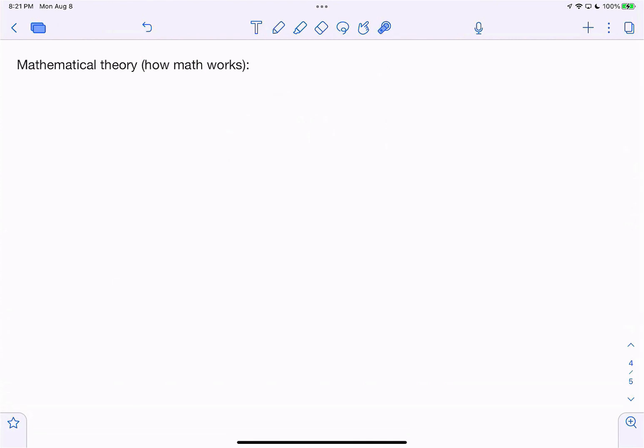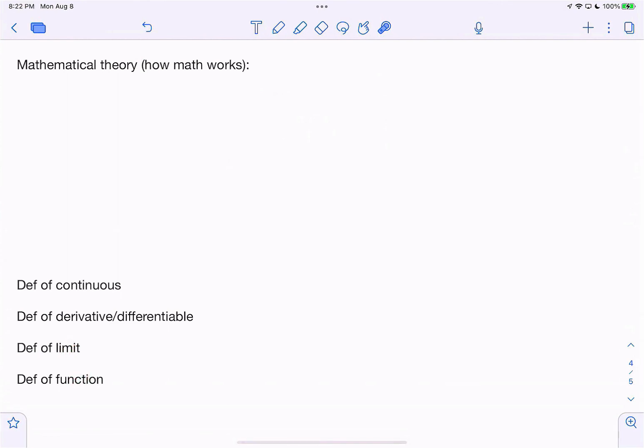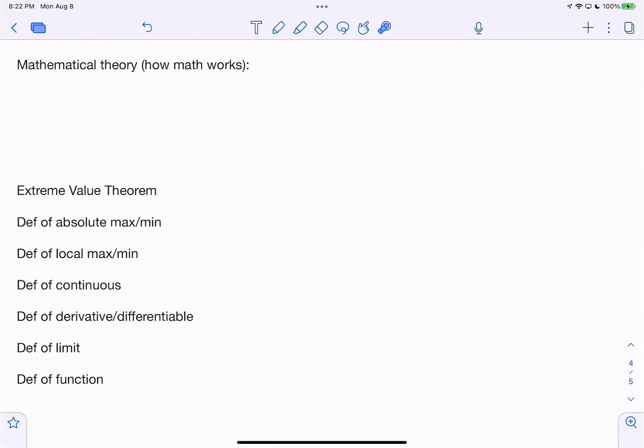Before you took this course, you saw the definition of a function. Then you started calculus, and you saw the definition of a limit. It was the limit of a function, right? Then you saw the definition of a derivative of a function, which involved a limit, and the definition of continuous, which says that the limit value equals the function value. Then we saw the definition of a local maximum and a local minimum, and absolute max and absolute min in the extreme value theorem. Then we saw Fermat's theorem, which connected the idea of a local max or min with the idea of a derivative.